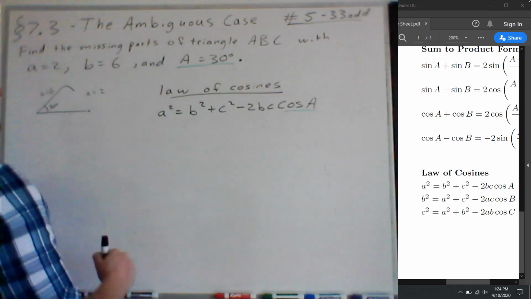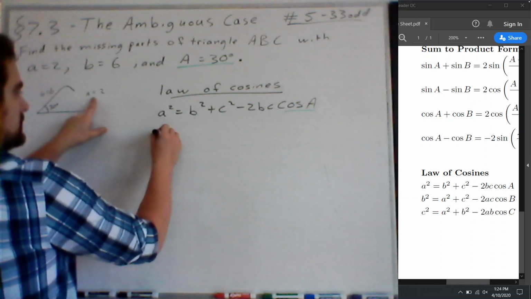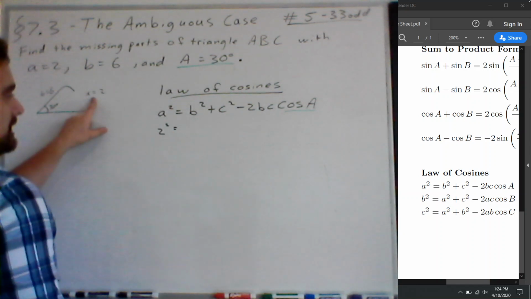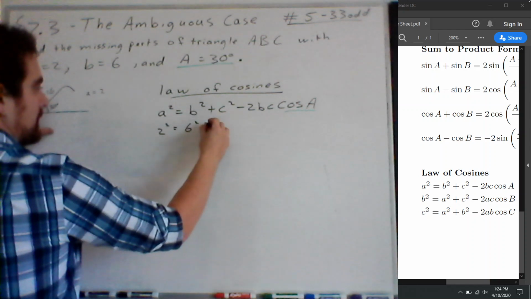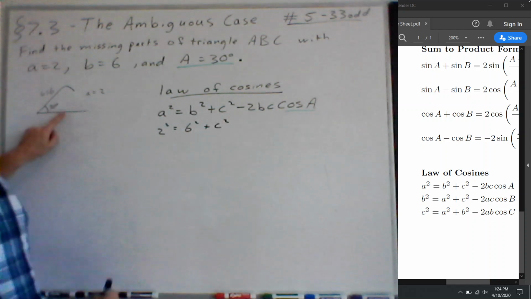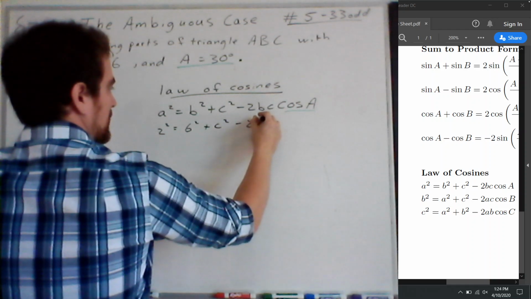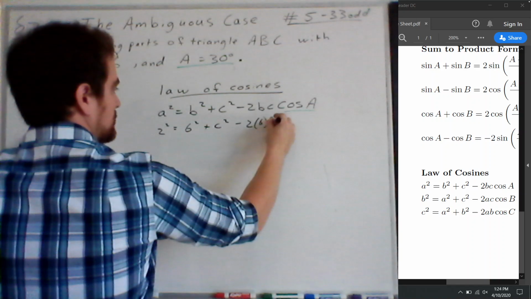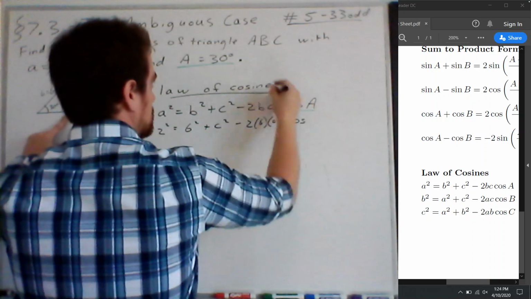Well, let's start filling in the information that we do have. We have little a is 2, so we need to square that on the left-hand side. We have little b is 6, so we need to square that. Plus, we don't have c squared, that's missing. Minus 2 times, we do have b is 6, times, we don't have little c, that's missing, times cosine of 30 degrees.